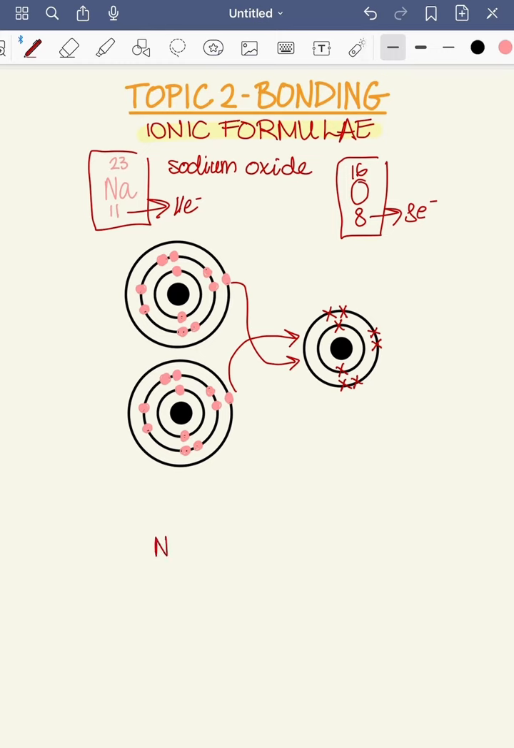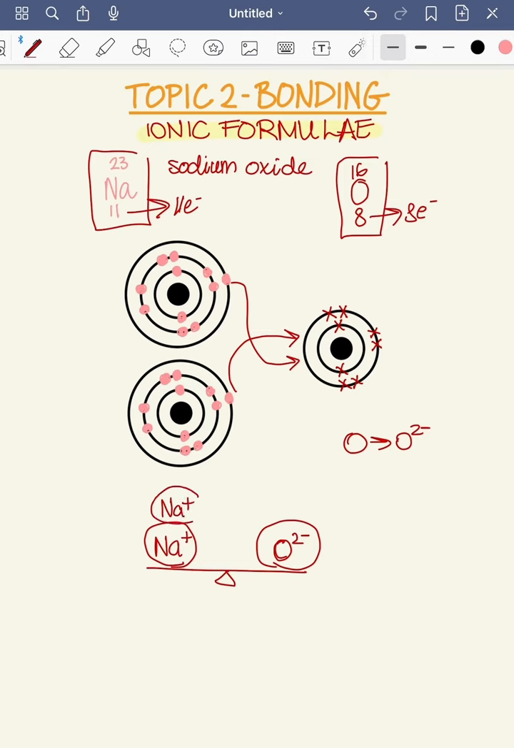So I have sodium, which is a positive ion, and oxygen, which is 2 minus, because remember it gains 2 electrons, so oxygen becomes an oxide ion, which is O2 minus. Let's put this on a weighing scale. Right now this is very unbalanced because I only have 1 positive charge and 2 negative charges, so I'm going to have to add another positive charge to cancel out the 2 negative charges, and now I have a neutral species overall. So let's see if we can figure out the formula of sodium oxide.